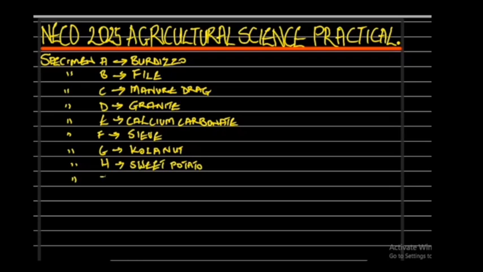Our specimen I is stick. Our specimen J is louse. And our specimen K is meat. Fresh meat. So these are the list of specimens that we'll be using for this year's examination.